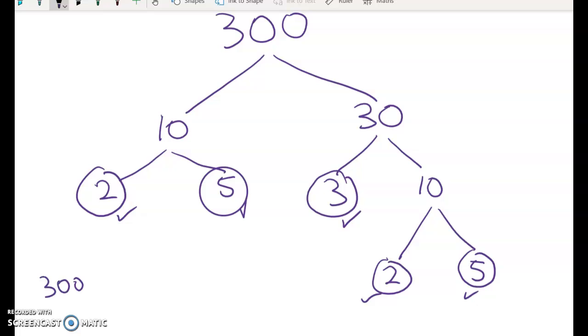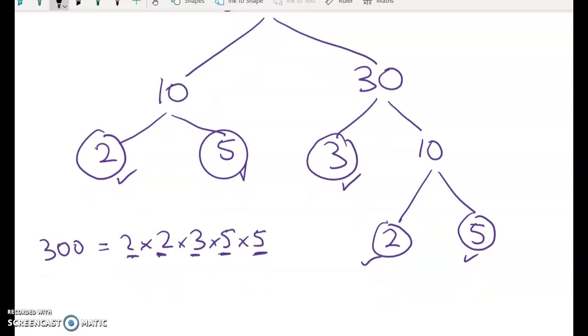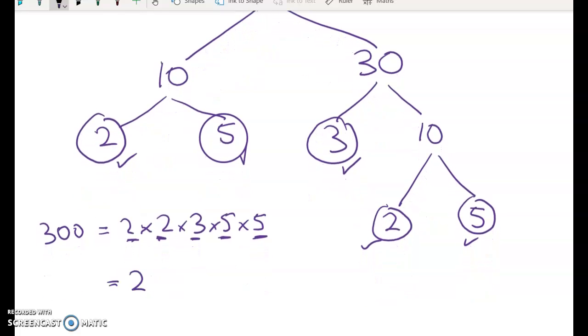So we can write 300 is equal to 2 times 2 times 3 times 5 times 5. So we've written 300 as the product of prime factors. So all of these numbers here are primes. In index form, we say that that's equal to 2 squared times 3 times 5 squared.